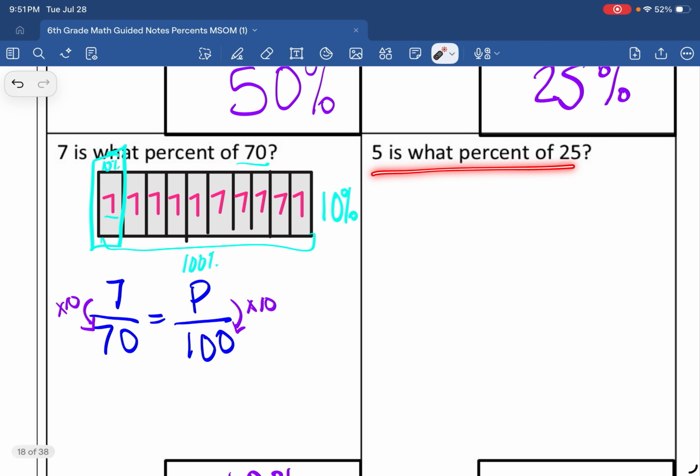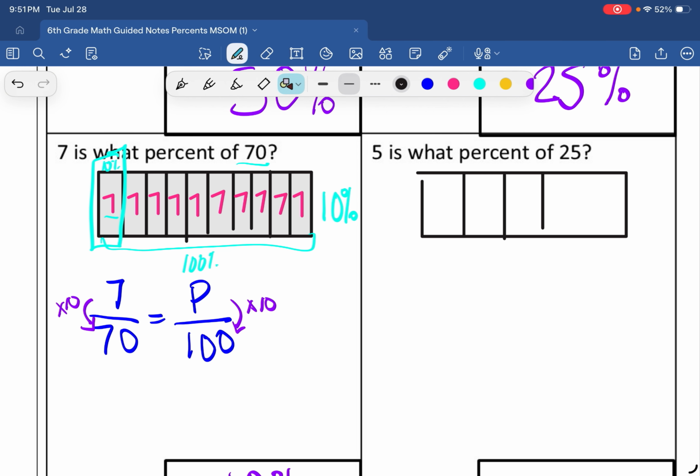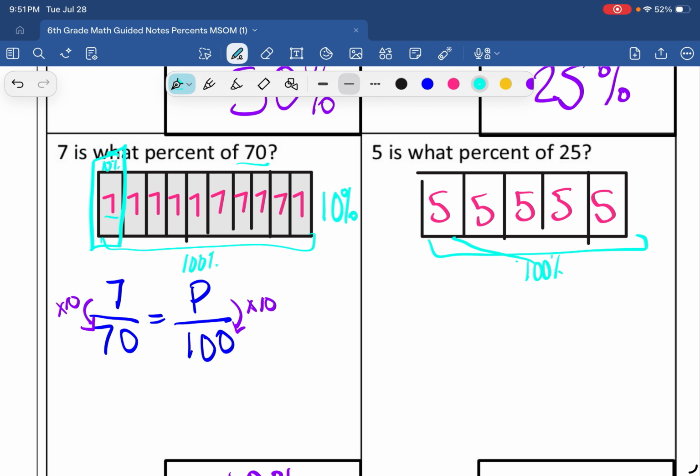5 is what percent of 25? Let's set up a bar model. 25 divided by 5 is 5, so I'm going to divide these up into 5. Each one will be 5 because 5 times 5 is 25, so that shows my whole. That's 100%. So if I have to take 100 and divide it up into sections, that means each section is 20%. So 5 is 20% of 25.